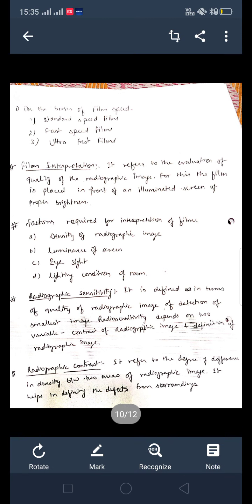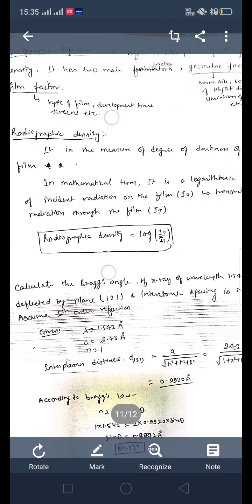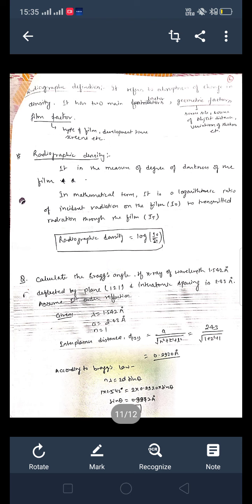So my dear student, I hope you are understanding things. And the next topic is radiographic definition. It refers to the brightness of change density. It has two main factors: geometric factors and film factors, right? So radiographic definition is also here.